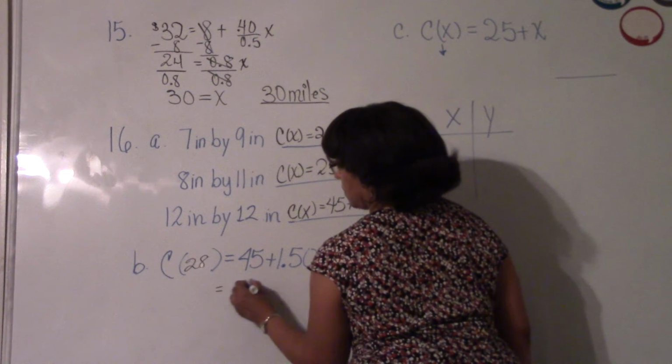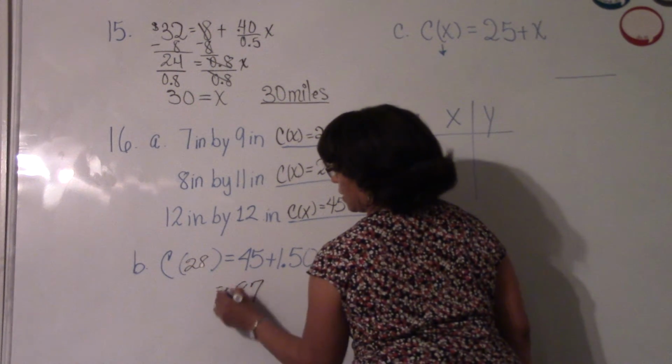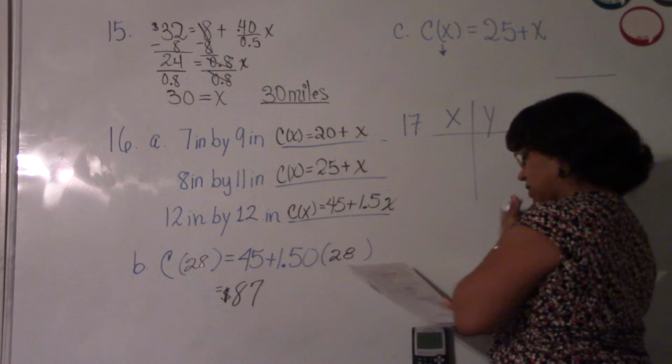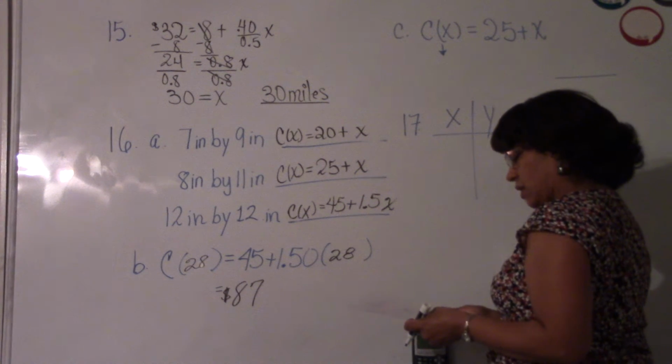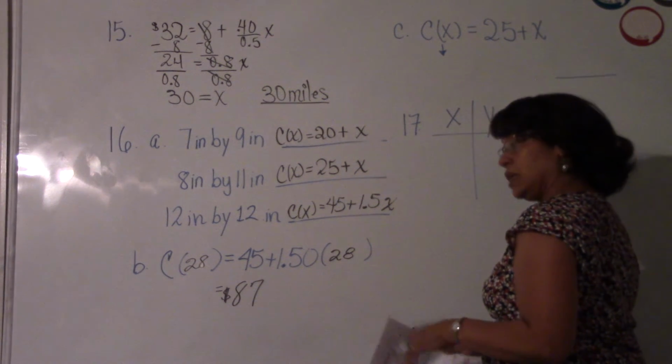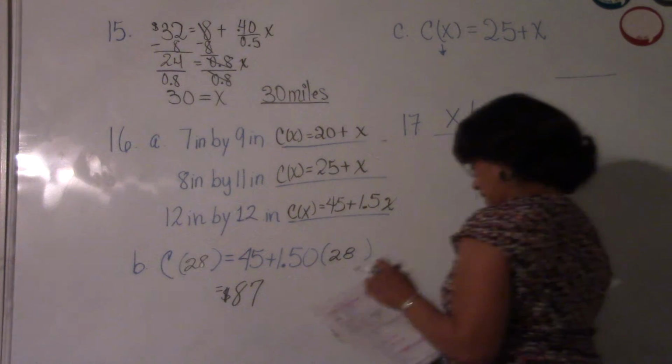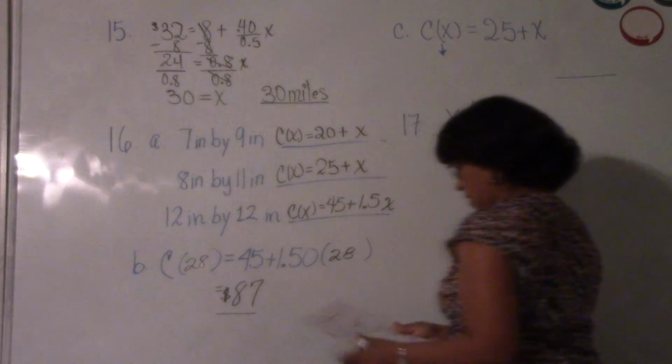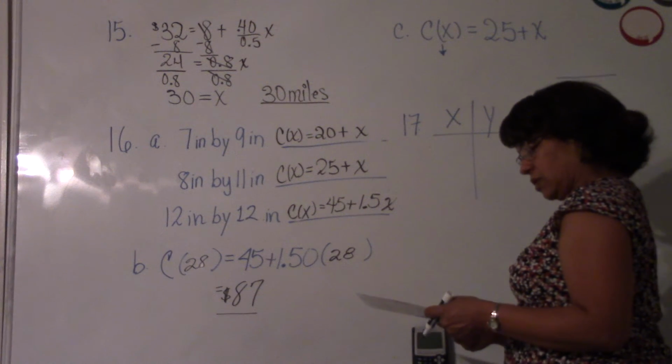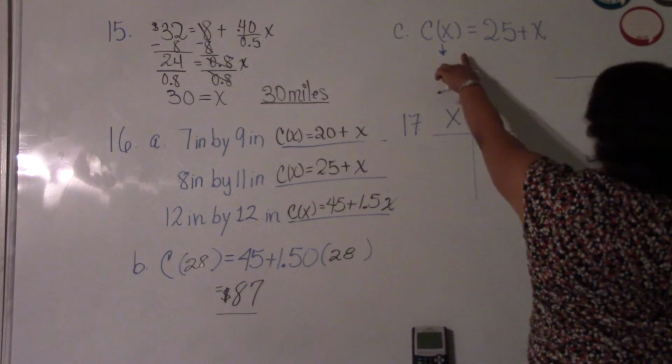So that means that the answer to this problem, the cost of a 12 by 12 inch book with 28 pages, is going to be $87. That's what goes on your line. Let's move on to letter C. It's up here.